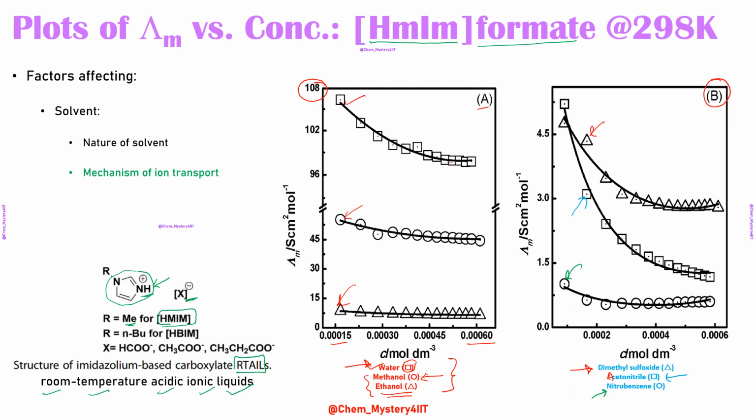DMSO and acetonitrile can have differences in conductance because they can have different kinds of ion-dipole interactions, in comparison to nitropentene, which can have relatively smaller interactions. So that was the conclusion about how the Grotthuss mechanism helps H plus ions and OH minus ions move much faster in comparison to the rest of the cations and anions. That was the plot of lambda versus concentration for imidazolium formate at 298 Kelvin.